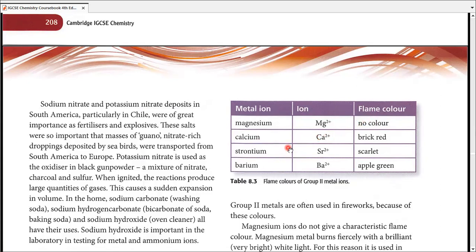So much so that in IGCSE chemistry, we have an experiment of burning magnesium in air that produces a flashy white light. You can search for the reaction of magnesium in air on YouTube, or the CD that comes along with this book also contains that video.